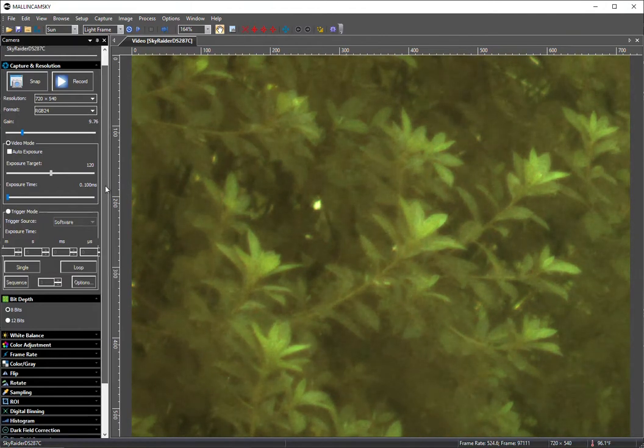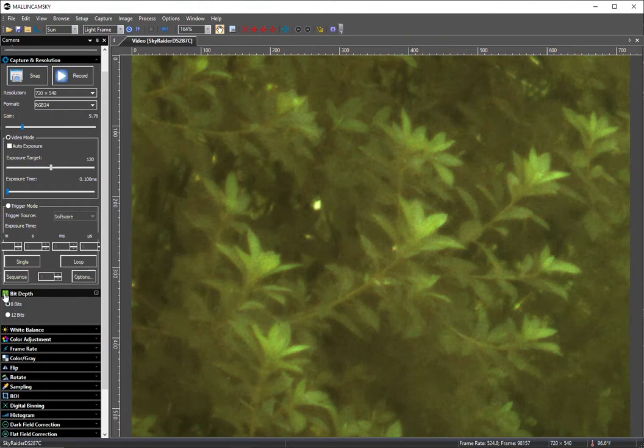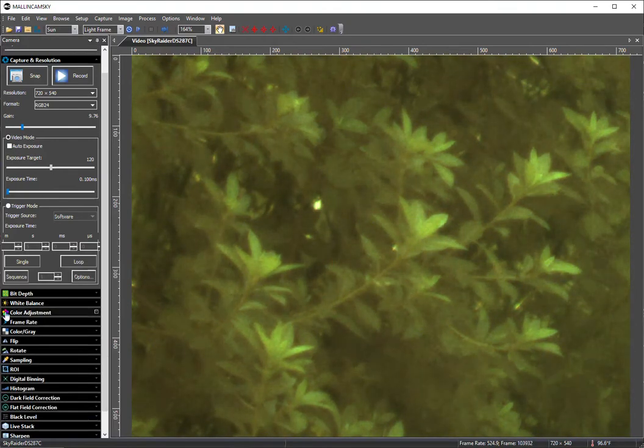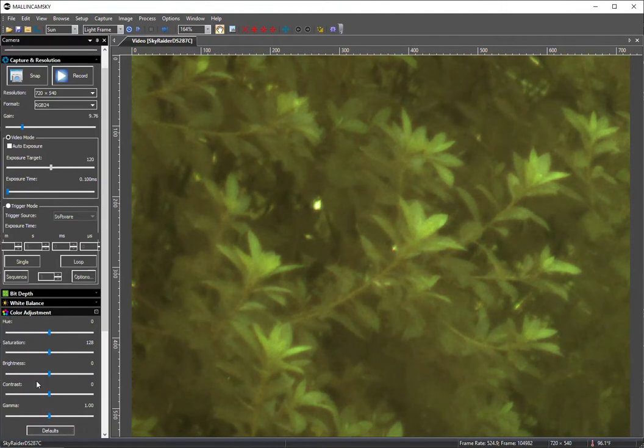What other parameters affect it? So I'm at 8 bits. I did a white balance. Let's go back to defaults. There's the defaults. Color adjustments are all default.